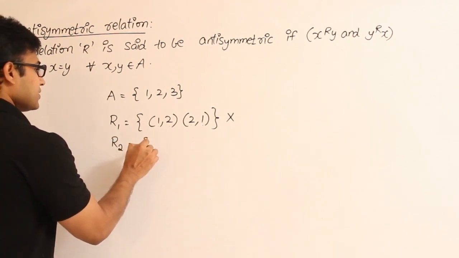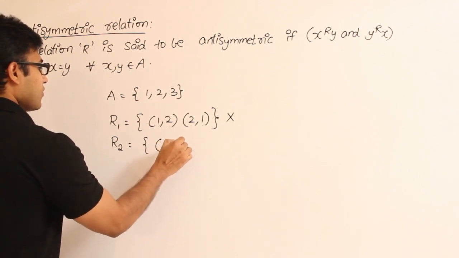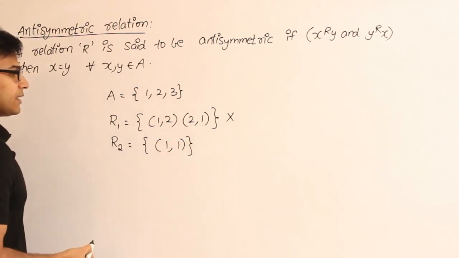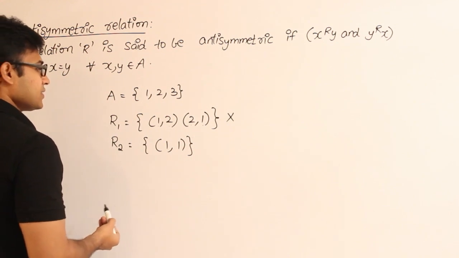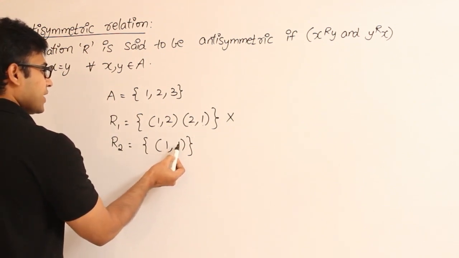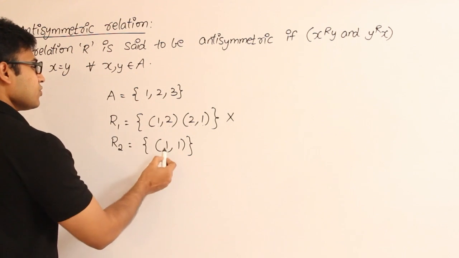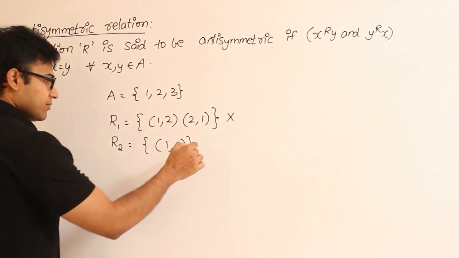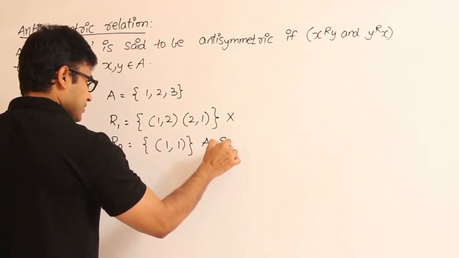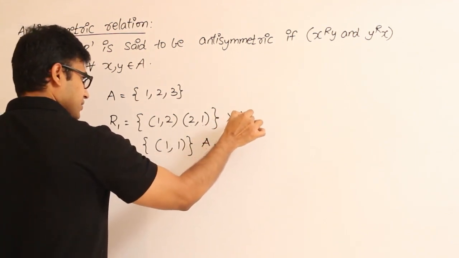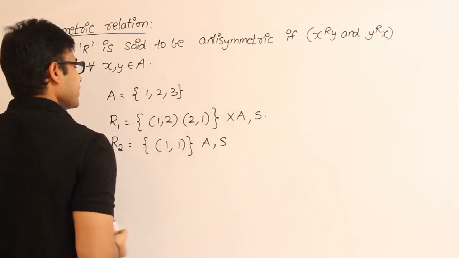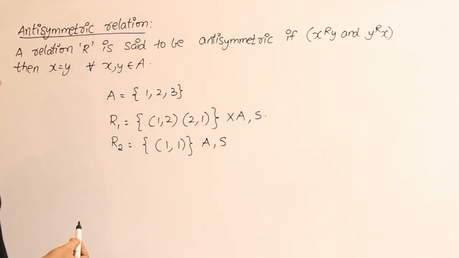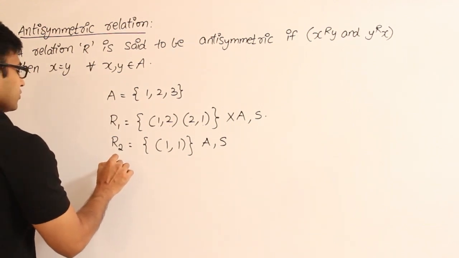Let us say R2 equals {(1, 1)}. This is antisymmetric because we allow x comma x type of elements, even though they are symmetric elements. Got it? Therefore this is antisymmetric as well as symmetric. Earlier it was not antisymmetric, but it was symmetric. Therefore we cannot say that antisymmetric and symmetric are complements of each other. I'll give you one more example.